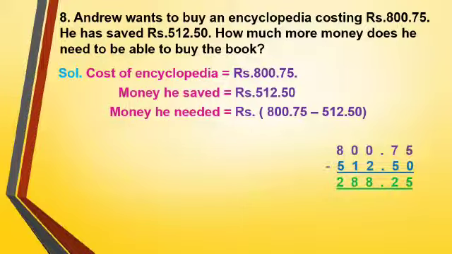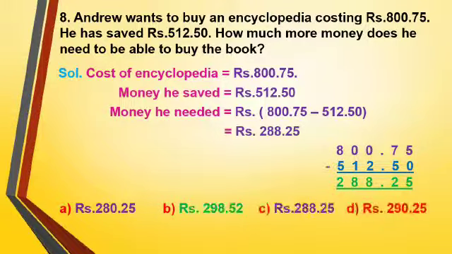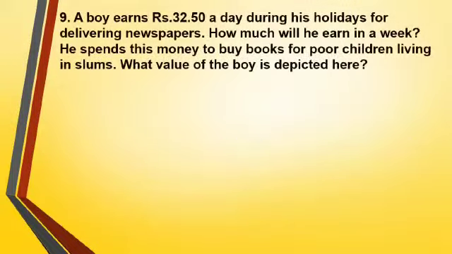After finding the difference, we get the answer as rupees 288.25. Out of the given options, the correct option is option number C. Question number 9 is: a boy earns rupees 32.50 a day during his holidays for delivering newspapers. How much will he earn in a week? He spends this money to buy books for poor children living in the slums. What value of the boy is depicted here?